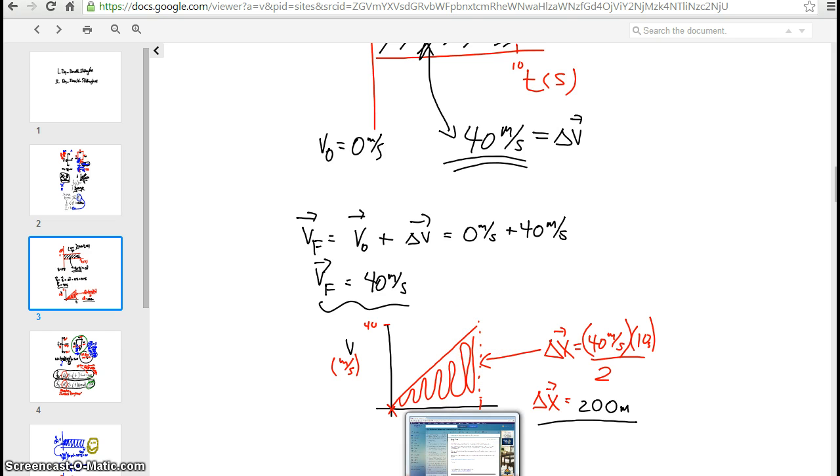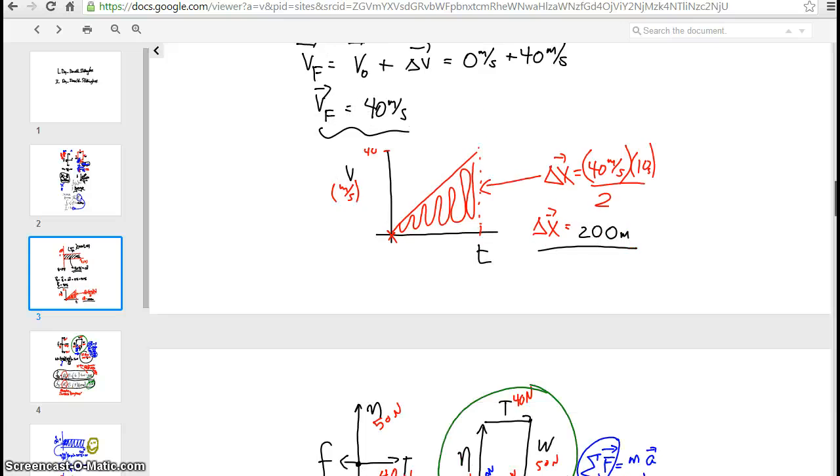We use the formula for the area of a triangle, half times base times height, and we can find the change in position. We have 40 meters per second, which is the final velocity, and the time is 10 seconds. We multiply those together, divided by 2, which is half times base times height: 40 meters per second times 10 seconds divided by 2. We get 200 meters. So our change in position is 200 meters.